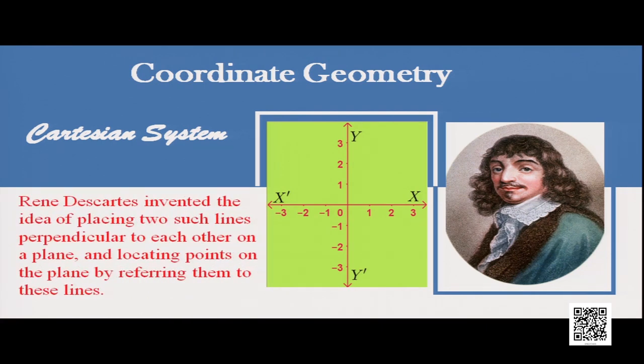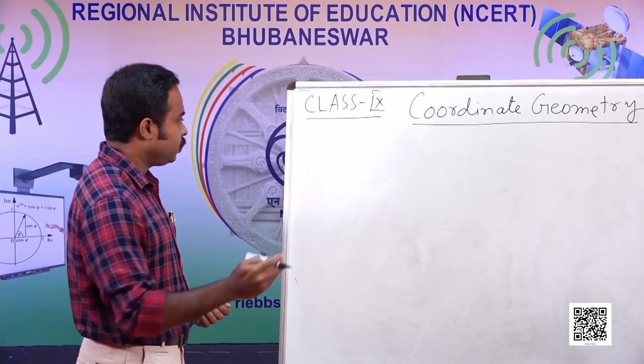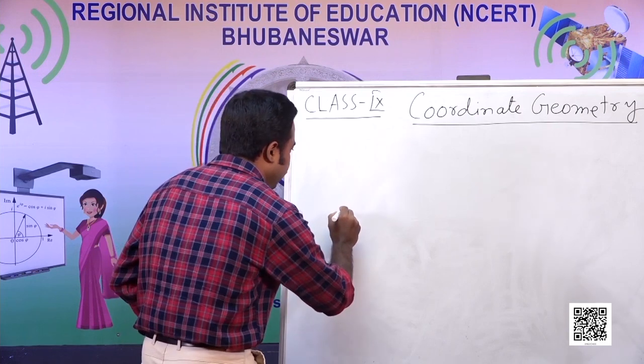Descartes invented the idea of placing two such lines perpendicular to each other on a plane and locating points on the plane by referring to these lines. So, students, you know the number line.